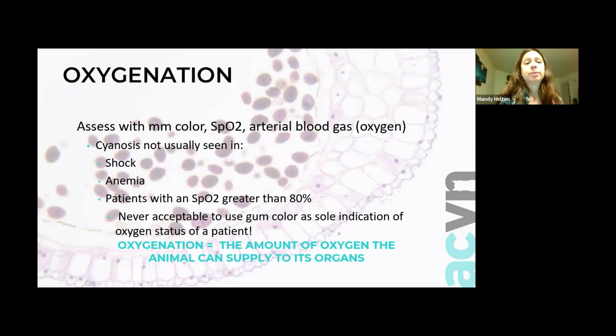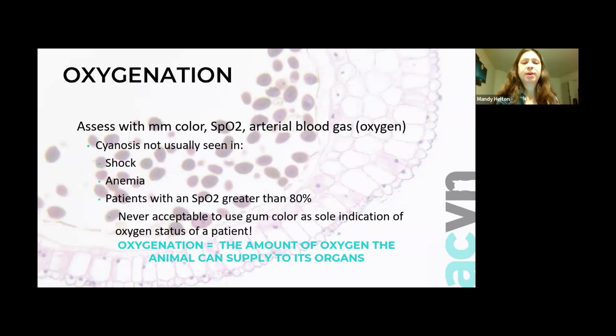We may not see cyanosis in patients that are shocky because they're going to be pale. Same thing with anemia. Or patients with a SpO2 greater than 80%. It's never, again, acceptable to utilize gum color as a sole indication for oxygen status. So again, if they look like they need oxygen, I'm probably going to give them oxygen until the doctor is able to assess them more and we can figure out what's going on with them.